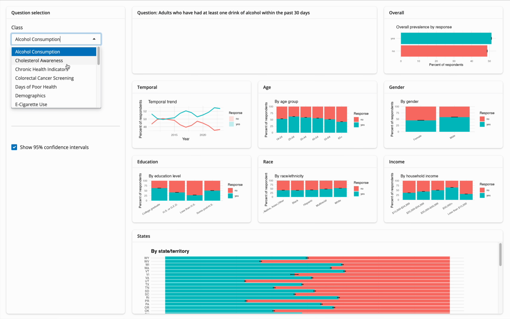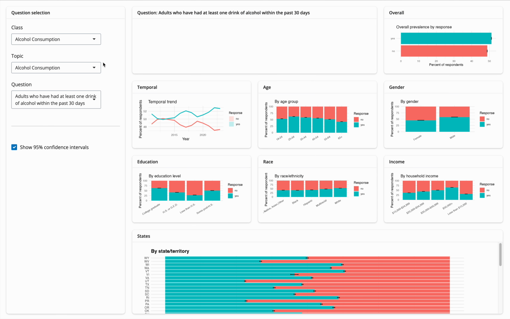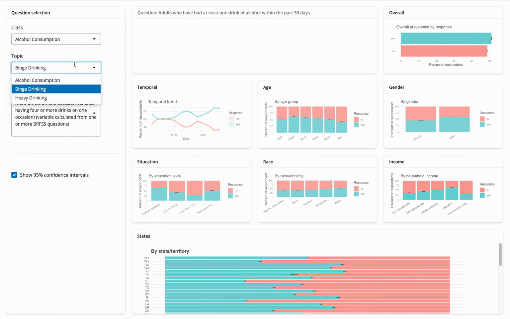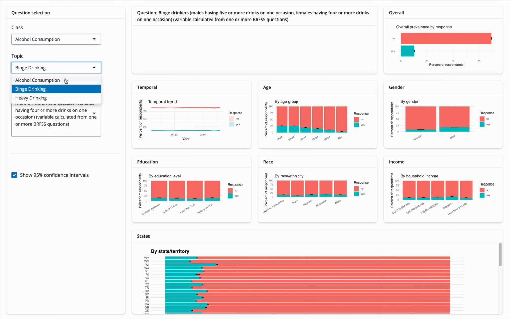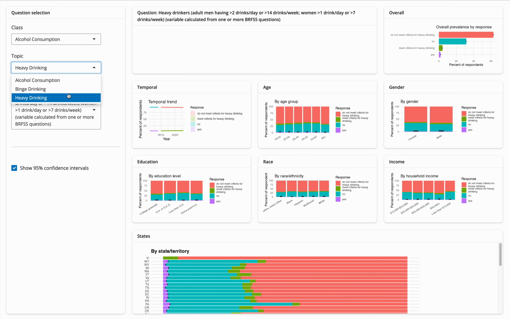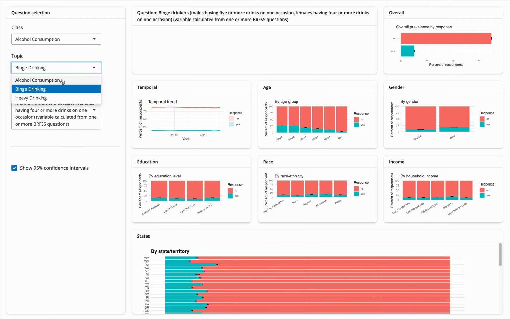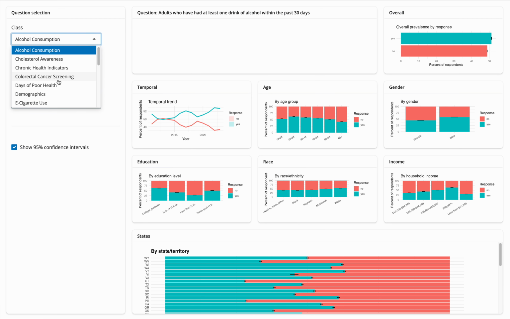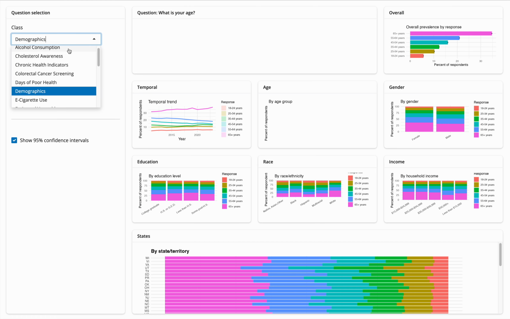As you can see, there are alcohol consumption, cluster awareness, e-cigarette use, demographics, immunization, injury, obesity, based off of the codes in the CSV file. And in each class, there are different topics, such as for alcohol: alcohol consumption, binge drinking, heavy drinking. And then there can also be different questions. I don't know if alcohol has any different questions. I guess not. Let's go to demographics. No, that probably won't work either.